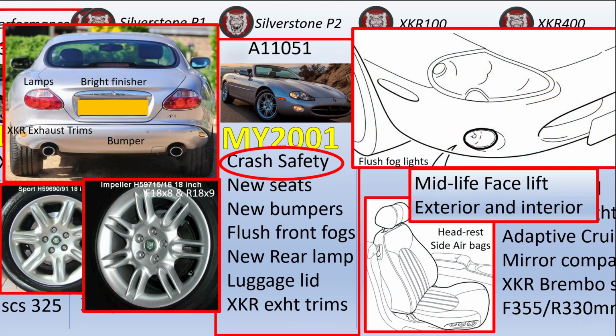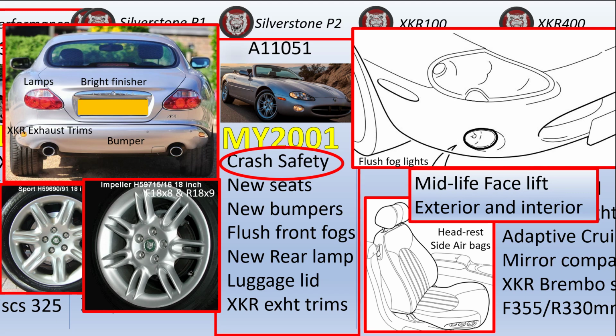Moving on, model year 2001, VIN number A11051. The highlight of this change really, again, was a midlife facelift, both the interior and the exterior, and some crash safety improvements, mainly what they call ARTS, the interior or occupant safety. So a lot of time spent by Jaguar improving occupant safety in this model year. Lots of sensors triggering improved airbag systems, etc.